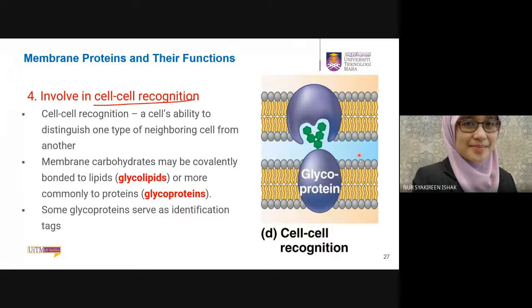It can attach to this phospholipid to form the glycolipid, or the carbohydrate can attach to protein, called a glycoprotein. So this is to allow the cell to identify itself, or identify the neighboring cell. Some glycoproteins serve as identification tags, macam saya cakap tadi lah, antigen pada red blood cells, that determines, oh, this is blood type A, this is blood type B.